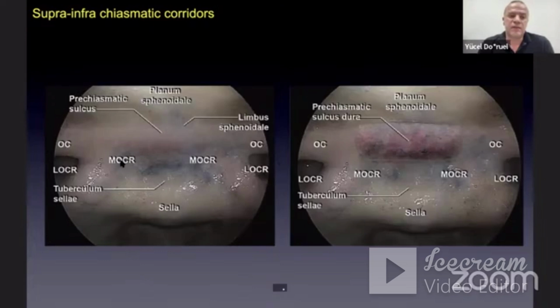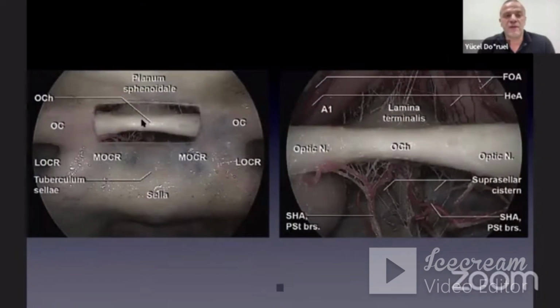There is inferiorly the medial opticocarotid recess, which we should be careful with when we remove this bone. After we remove the bone, there is the prechiasmatic sulcus dura. And at the next step, after we remove the dura, we can see here the optic chiasm and optic nerves. And here is the optic canal, medial and lateral opticocarotid recesses. And if we introduce the endoscope, here we can see the suprachiasmatic and infrachiasmatic areas.